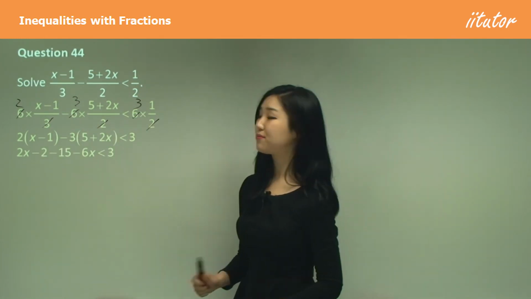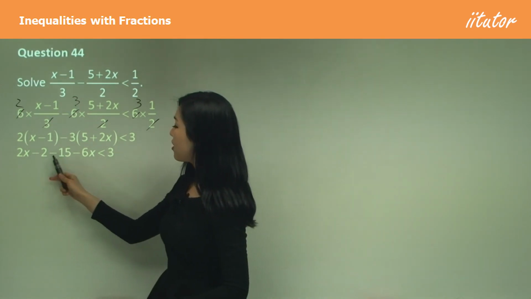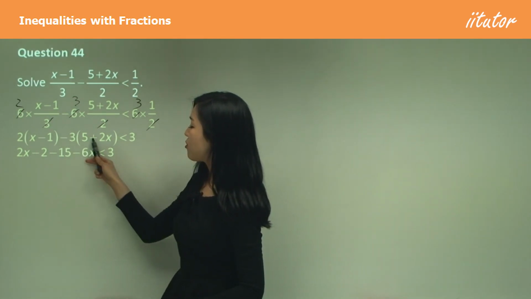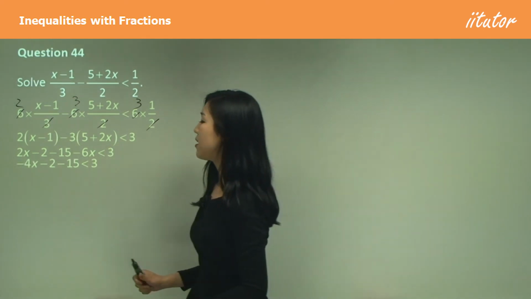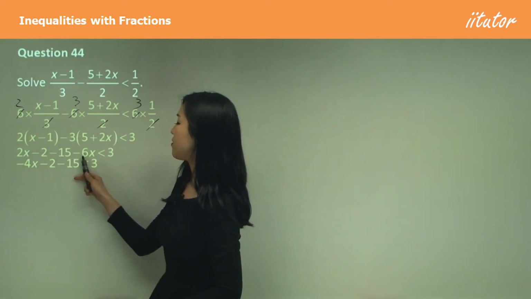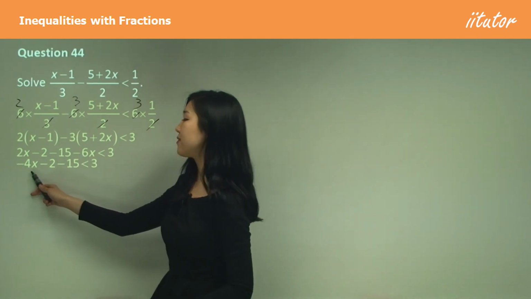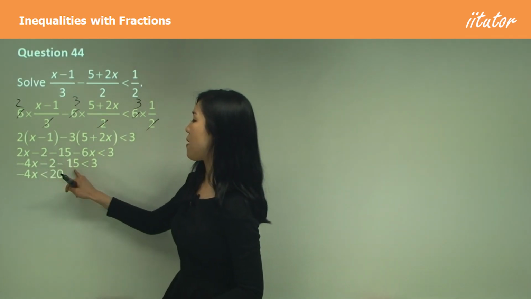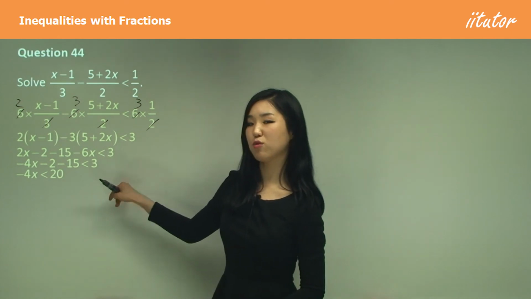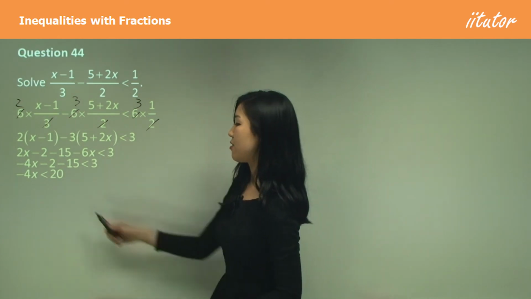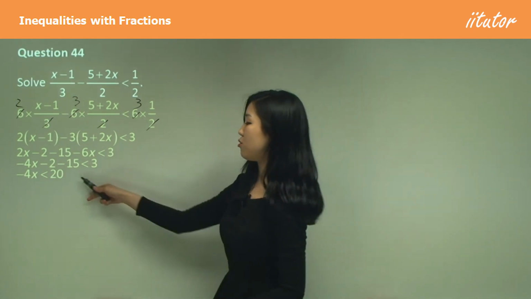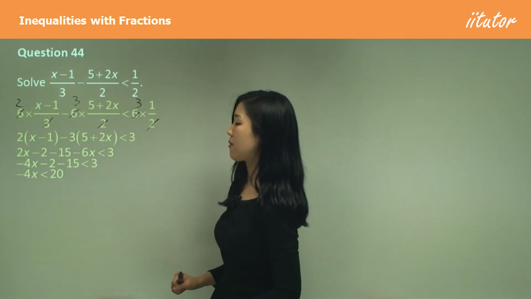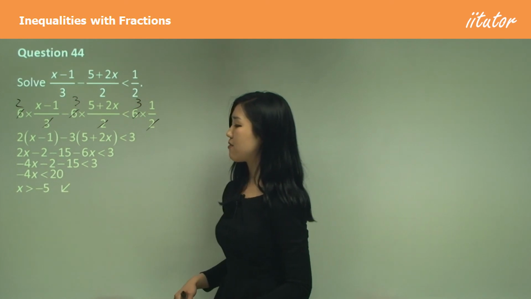Expand it out. Okay, so 2x minus 2, negative 15. Negative positive makes negative, so negative 6x. Gather your like terms. So you can see that 2x minus 6x is negative 4x. And I'll move the negative 2 minus 15 over to the other side, which is positive 17, isn't it? So that's negative 17. So move it over to make positive 17, which will be 20 added with 3. And then move the negative over.